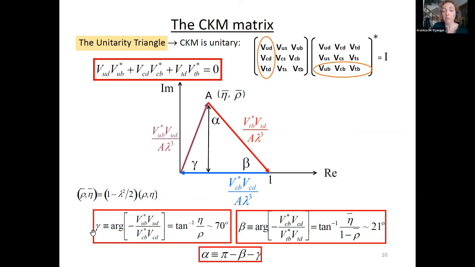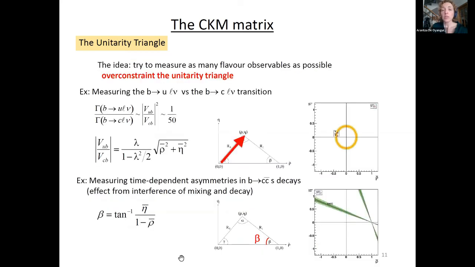For instance, you have this gamma angle, which is related to these CKM matrix elements, and then to these parameters here. Okay. So the point of doing that is that you have many observables, and each of them depends on the CKM matrix elements, so you can express them in terms of these parameters. Doing that, we can put all the constraints from each of the observables together in this rho eta plane, and check if there are consistencies or inconsistencies.